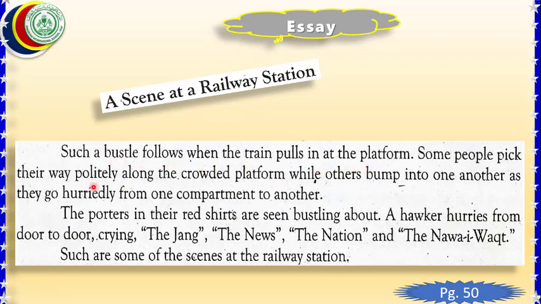Some people pick their way politely along the crowded platform, while others bump into one another as they go hurriedly from one compartment to another. Yes, these are two types of people. One type is who moves slowly, politely, quietly, by taking care of others, but there are some who don't care. You will find these two types of people everywhere.